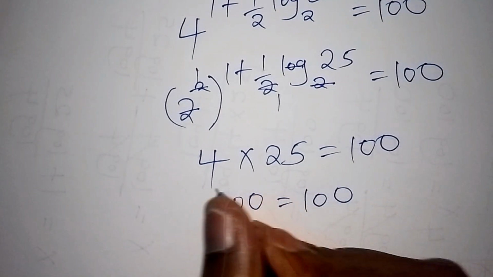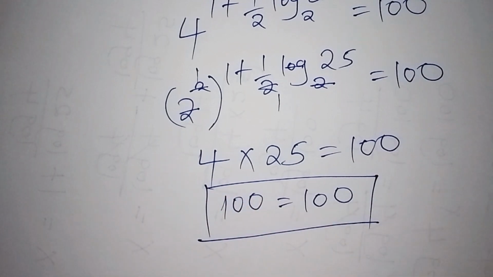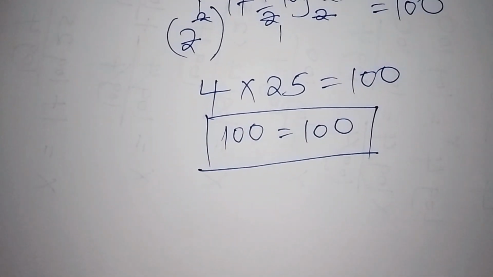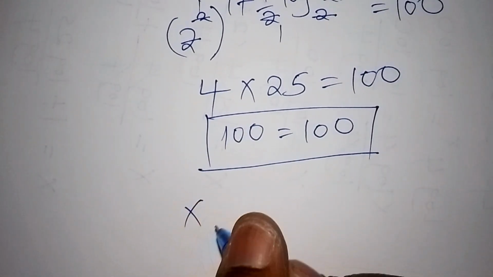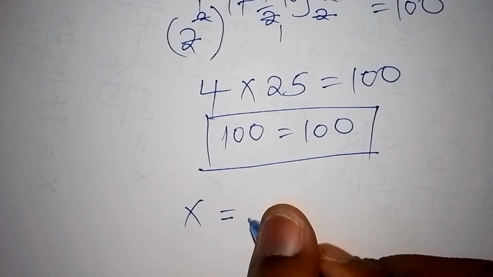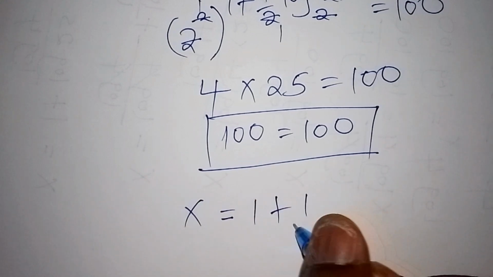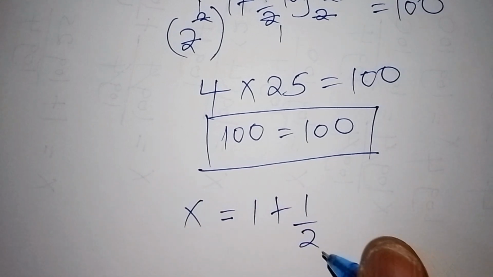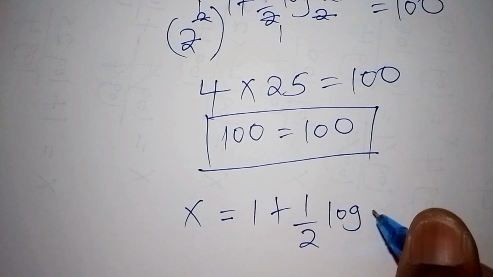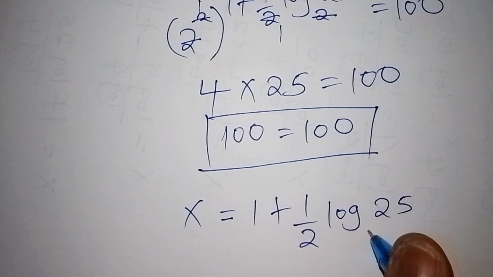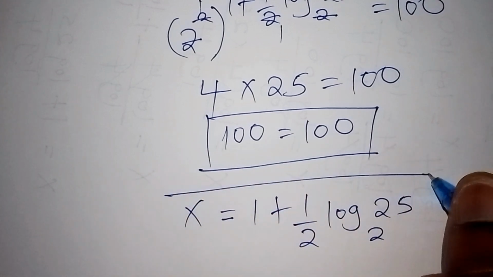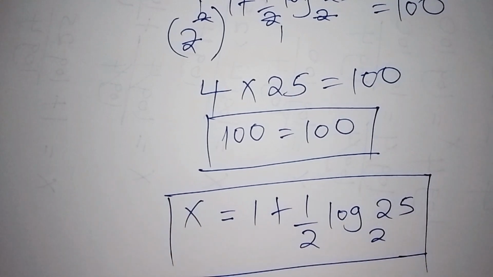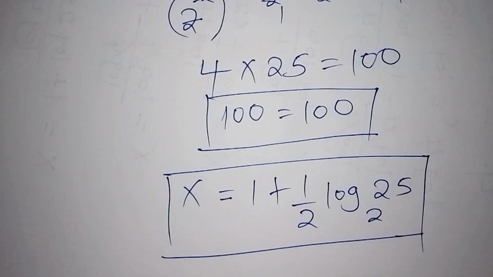We get 100 equal to 100. It means we are very correct when we summarize and say that our value for x is equal to 1 plus a half, then the log of 25 to the base of 2. If you got that as the correct answer, then you've worked it out in the correct way.